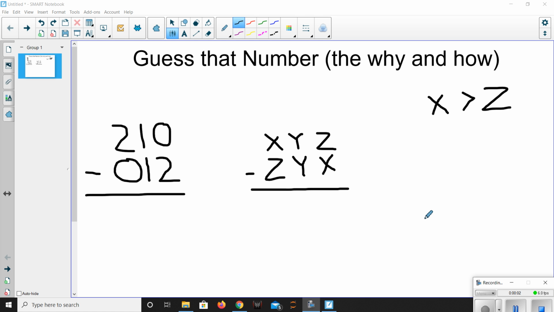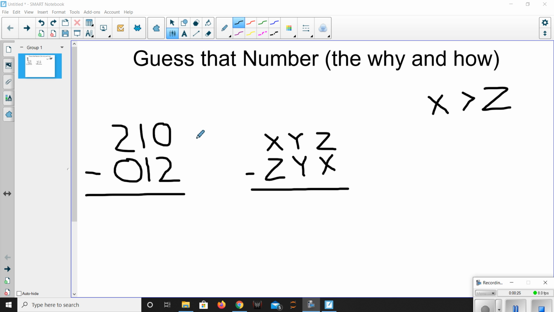Hey everyone, this is the follow-up video to Guess That Number. This is more of the explaining how the math actually works so that you always end up with the same answer of 1089, no matter what three-digit number you choose, as long as those three digits are different.